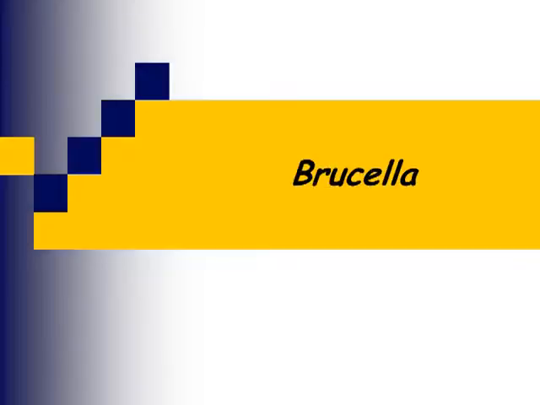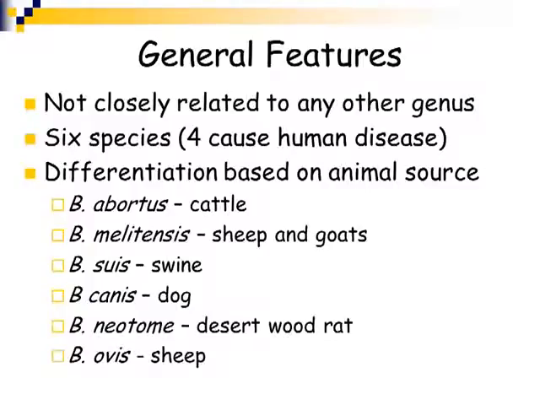This is the fifth part of our Fastidious gram-negative bacilli lecture, and in this lecture we are going to focus on the organism Brucella. The Brucella organisms are not related to any other genus. There are 6 species in the genus Brucella, and 4 of these cause human disease. And the Brucella species are differentiated based on what animal they normally reside in.